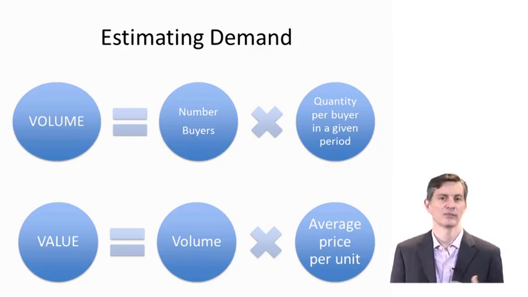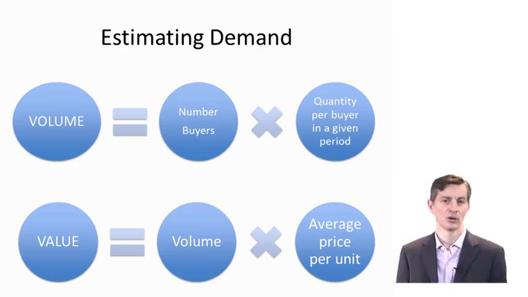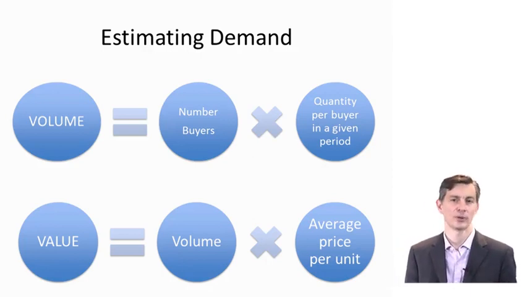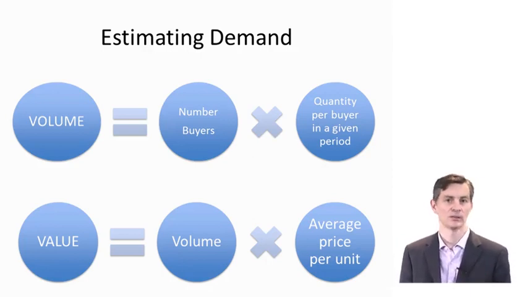The next one is the value. So what's the value of what we expect this market to be? That is the product of the volume, as estimated by the previous equation, times the average price per unit. Simple, correct? So how do you go about estimating what might be the potential volume or value for, let's say, this fast-moving consumer good product?